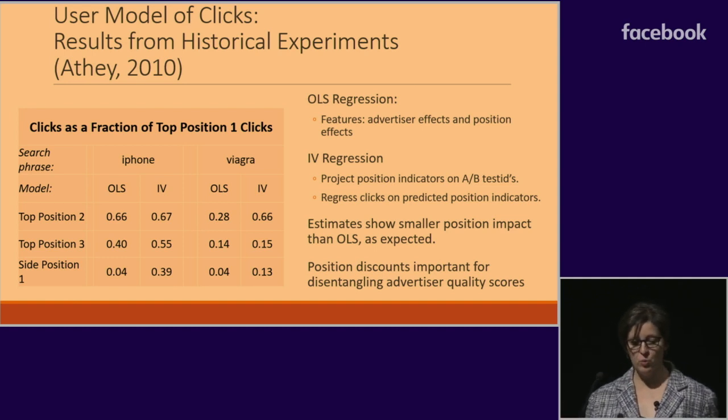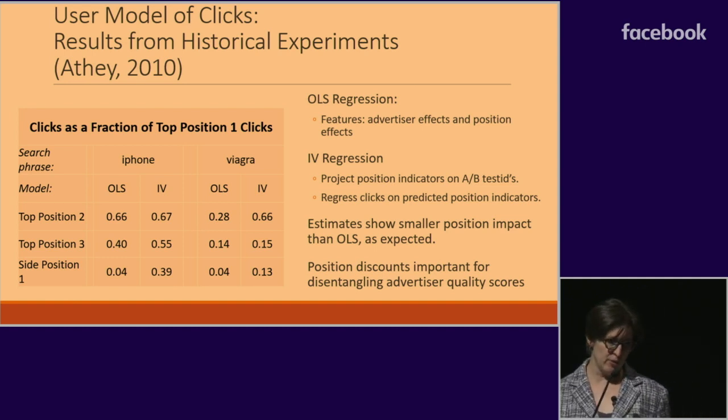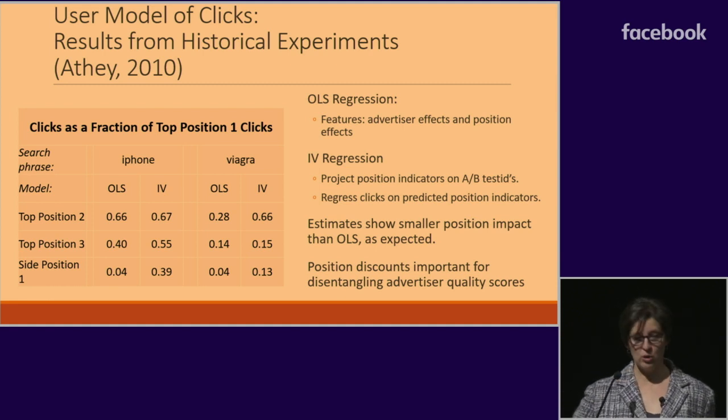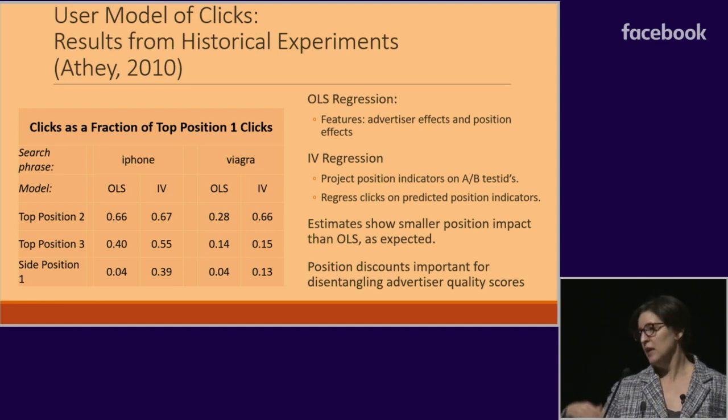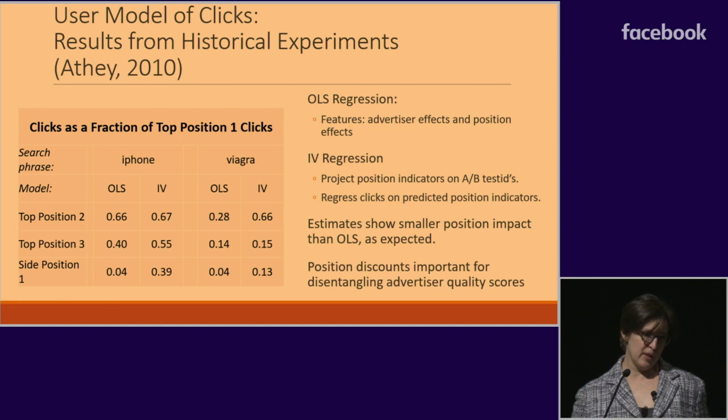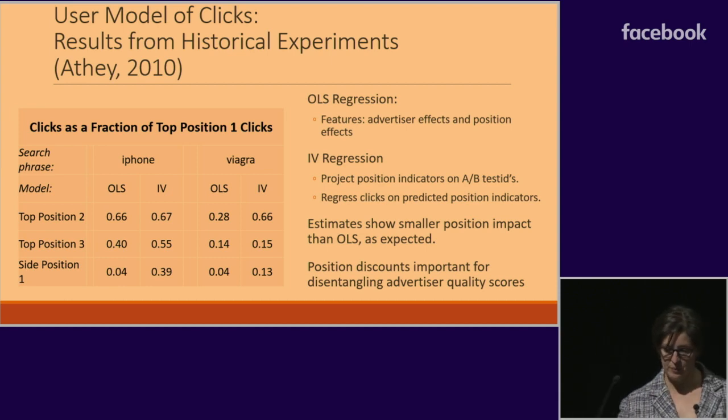And what we found was that the position effects were much flatter than in the correlation. And of course, that's what you expect. In the correlation, there's two reasons a lower position would get clicked less. One is because it's in a lower position, and second, because it's a less good ad. So you expect the clicks fall off faster in terms of correlation than in terms of causation. And indeed, that's what we found. And separately, I ran a bunch of experiments randomizing positions at Bing and found similar results in a purely randomized experiment designed to look at this.